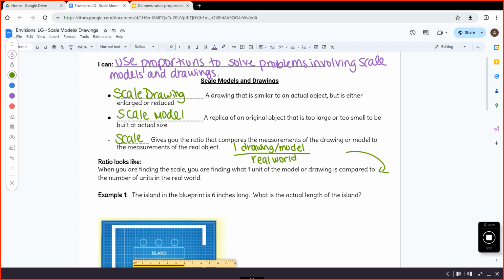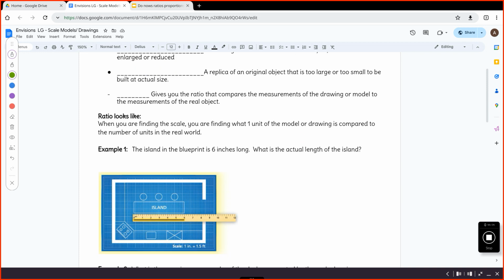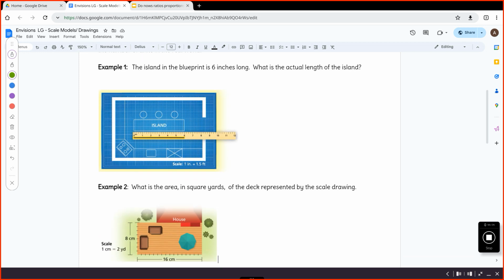All right, so example 1. The island in the blueprint is 6 inches long. What is the actual length of the island? What we're going to do here is create a proportion using our scale first. We're given 1 inch over 1.5 feet. In other words, in our drawing we have inches, and in the real world we have feet. So 1 inch to 1.5 feet.